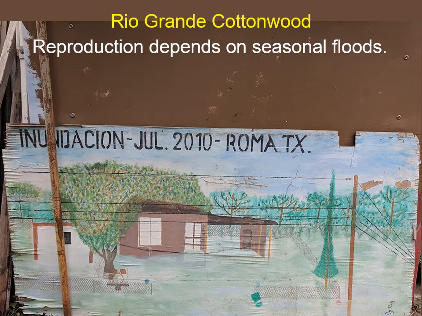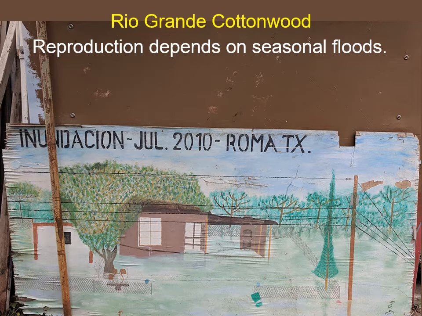It turns out that the reproduction of the Rio Grande cottonwood depends on seasonal floods. This is a little sign that was found in Roma, Texas, of a painting that somebody did, a little bit of folk art, showing the big flood they had in July 2010 right along the Rio Grande. And what these seasonal floods would do is provide an area of moisture and silt. It's a very dry region, and it adds a nice place for the seeds to germinate from these cottonwoods.